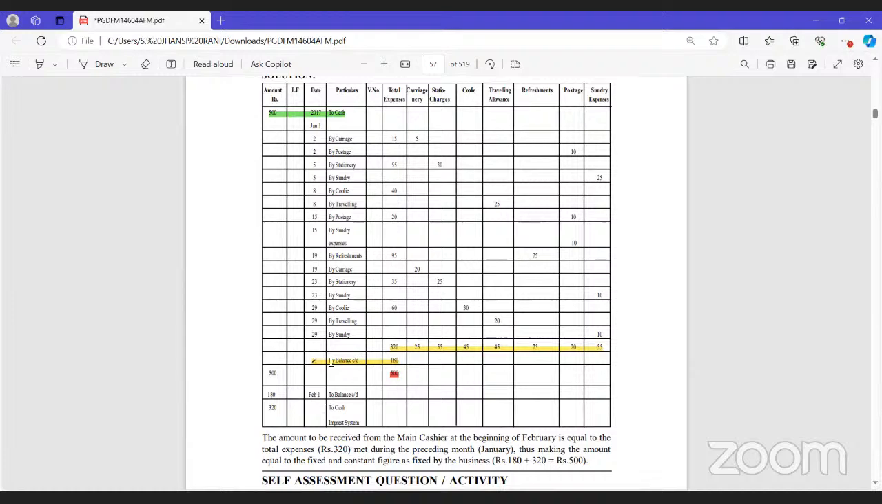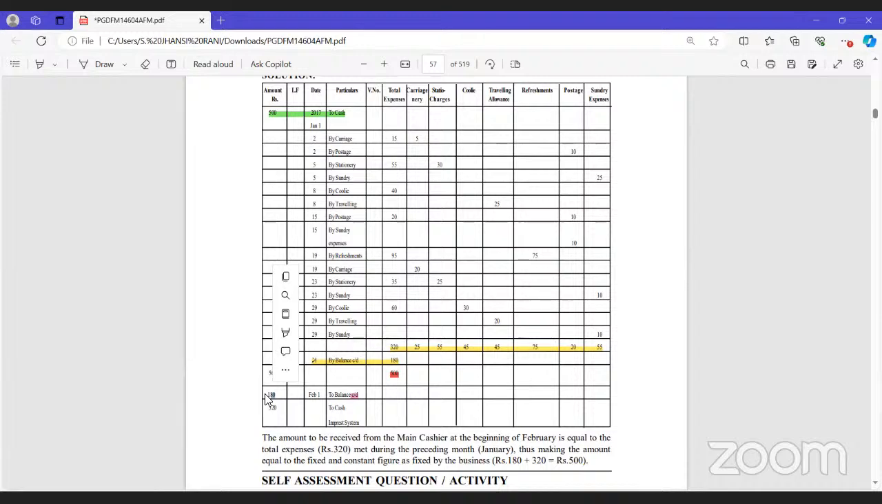Now, next month. This month has closed. Again February 1: the balance of 180 will be brought to the next month. So here it is brought down. It is not carried down, it is brought down. How much are we bringing? 180 rupees. So again we write 180 on the receipt side.